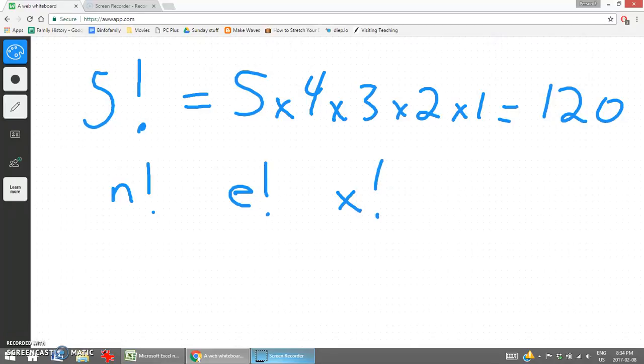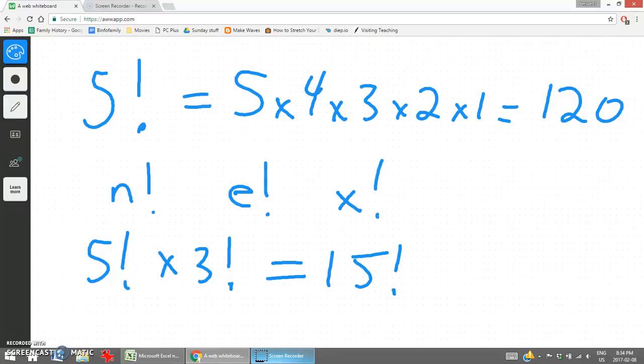So a few things to learn about factorials. We cannot go like this, 5 factorial times 3 factorial, thinking that equals 15 factorial. Let's change our color here. This is not true. The only thing we can do with factorials is solve them out.